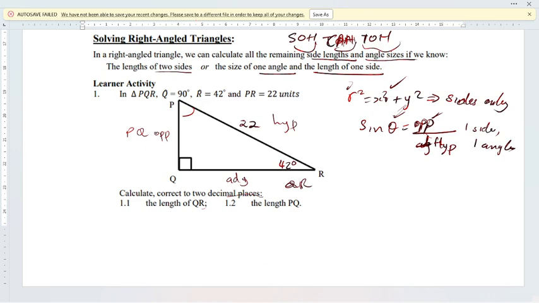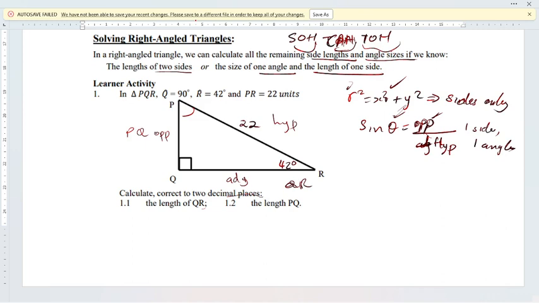Right. Okay, now they want the length of what? QR. QR, come on. Adjacent. Between these three, adjacent is the position. So we use cos of that angle that is given.